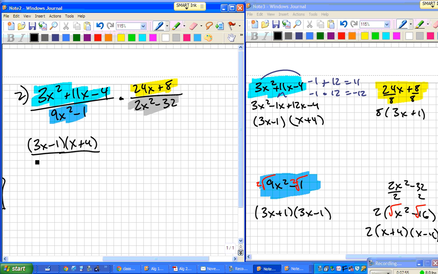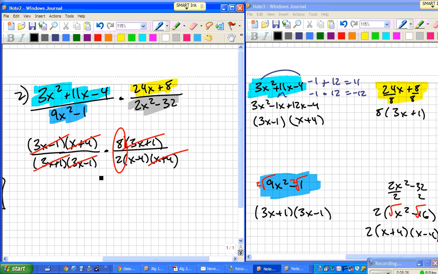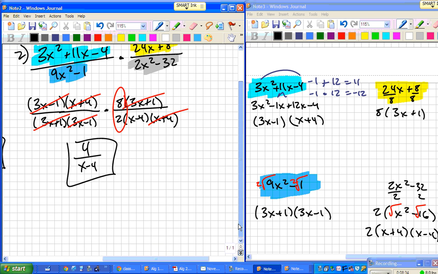up, and x plus 4 over 3x plus 1, 3x minus 1 times 8, 3x plus 1, x minus 4, x plus 4. Okay? So 3x minus 1, 3x minus 1, 3x plus 1, 3x plus 1, x plus 4, x plus 4. 8 divided by 2 is 4, and on the bottom, x minus 4. And there you go.